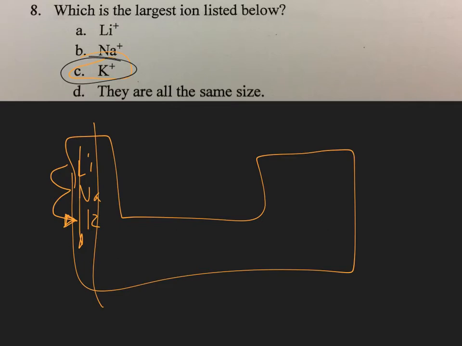Now, if you were asked to compare, for example, potassium to a potassium ion, the bigger one in that case is going to be the neutral atom. Neutral atoms are always bigger than positive ions, and neutral atoms are always smaller than negative ions.